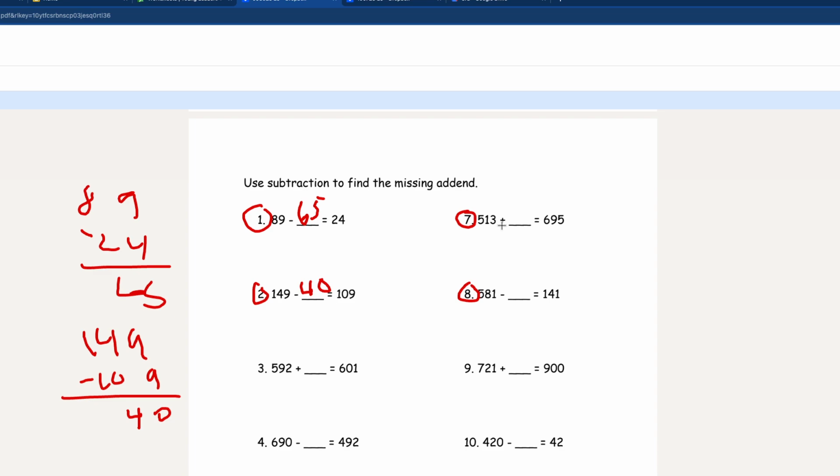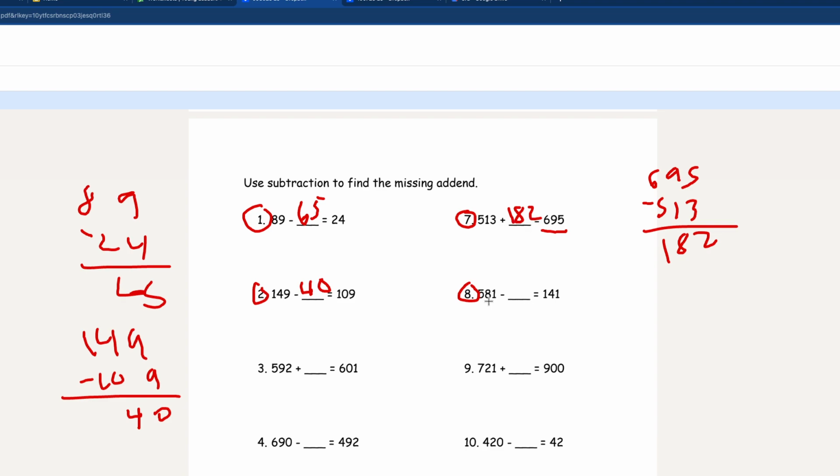This problem is different because it's addition, but we're still gonna be using subtraction, and instead we're gonna use the sum, which is 695. Subtract that by 513 to get the difference, which is what we're gonna add up to 695. So 695 minus 513. 5 minus 3 is 2. 9 minus 1 is 8. 6 minus 5 is 1. To double check, 513 plus 182 should equal 695. So that's going to be your answer for number 7.